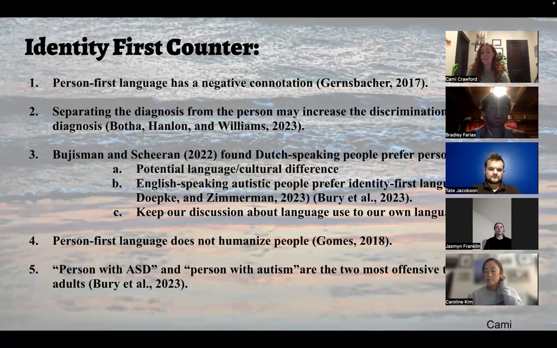The main exceptions to this are typically things that are undesirable, like a terminal diagnosis, like person with cancer. And we use identity-first terms such as blind person or deaf person regularly, and it's not viewed as disrespectful. And like blindness or deafness, autism is not a bad word or diagnosis that needs to be separated from the individual. It's just an important aspect of how autistic people see and interact with the world.